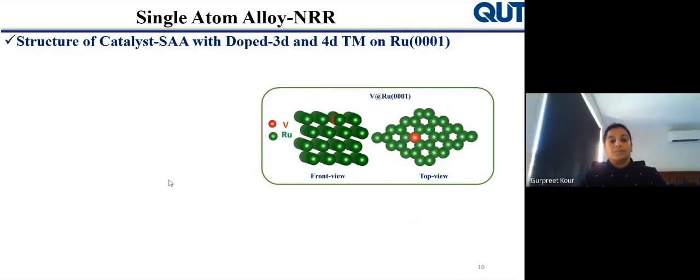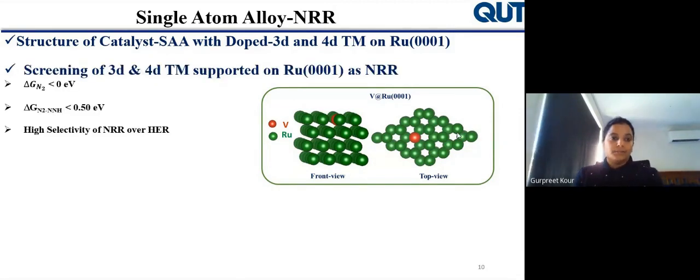So here is the structure of the catalyst that is based on ruthenium 0001, and we doped the top layer of the ruthenium 0001 with the 3D and 4D transition elements. We also calculated the energy of different doping sites, and we found that almost all the doping sites have very similar energy. So we just considered one.